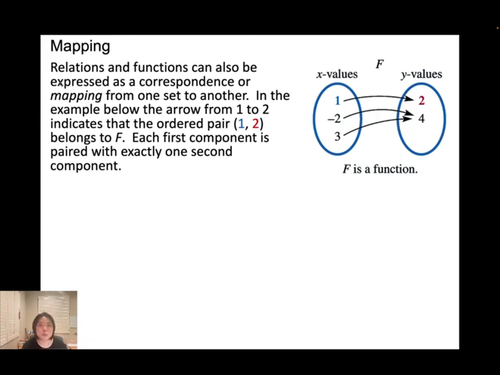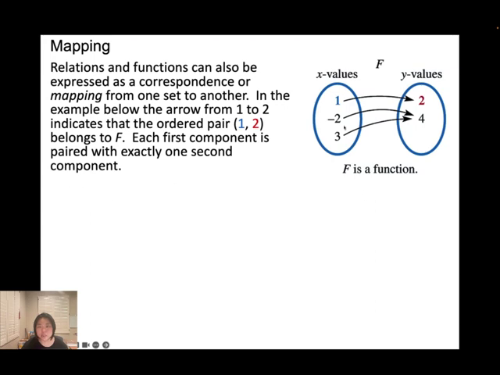Okay, mapping. Relations and functions can also be expressed as a correspondence or mapping from one set to another. In the example below, the arrow from 1 to 2 indicates that the ordered pair belongs to F. Each first component is paired with exactly one second component.